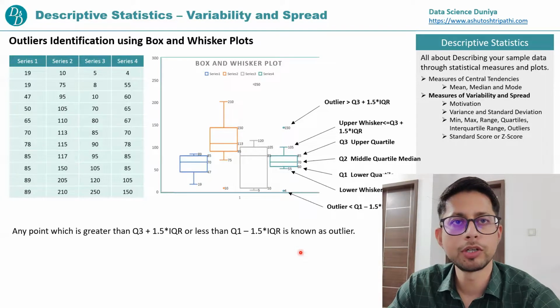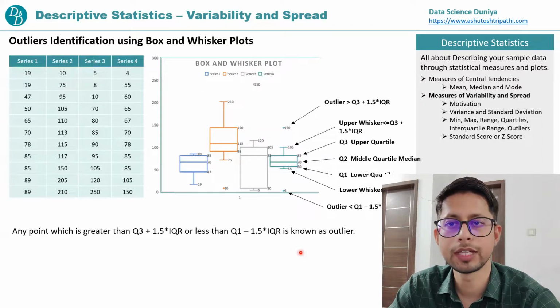Last video we talked about the range, interquartile range, and whisker plot, box plot. If you have any doubt, please ask me in the comment section.